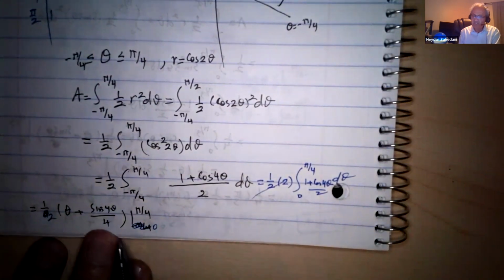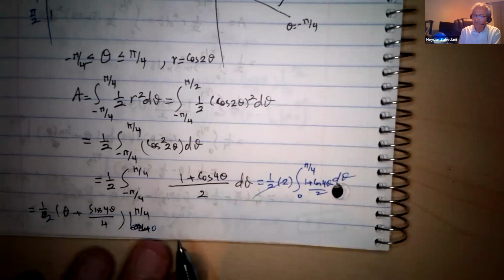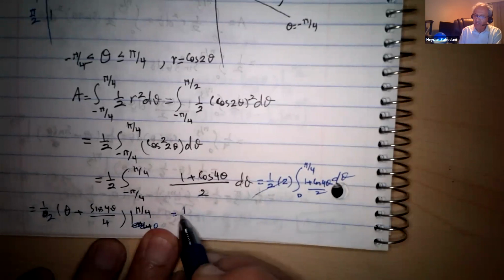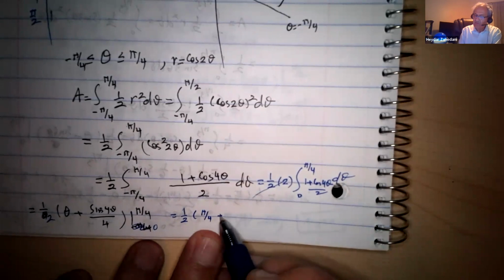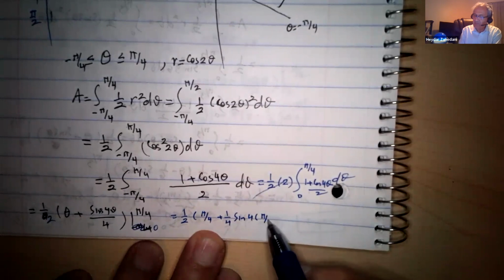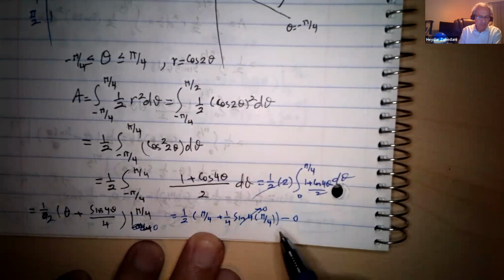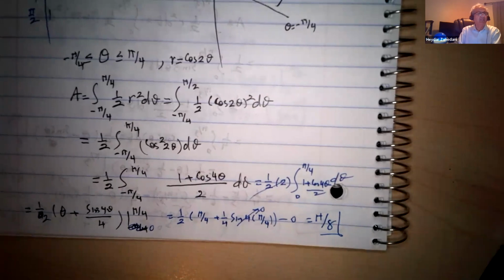Now you integrate it. Now if you substitute, when you put the 0, everything would be 0. So we get only pi/4. So it's going to be 1/2 times pi/4. And this is going to be a quarter sine of 4 times pi/4. Everything else 0. The sine would be 0. So the result would be pi/8. It's a very popular, famous problem that the area would be pi/8.